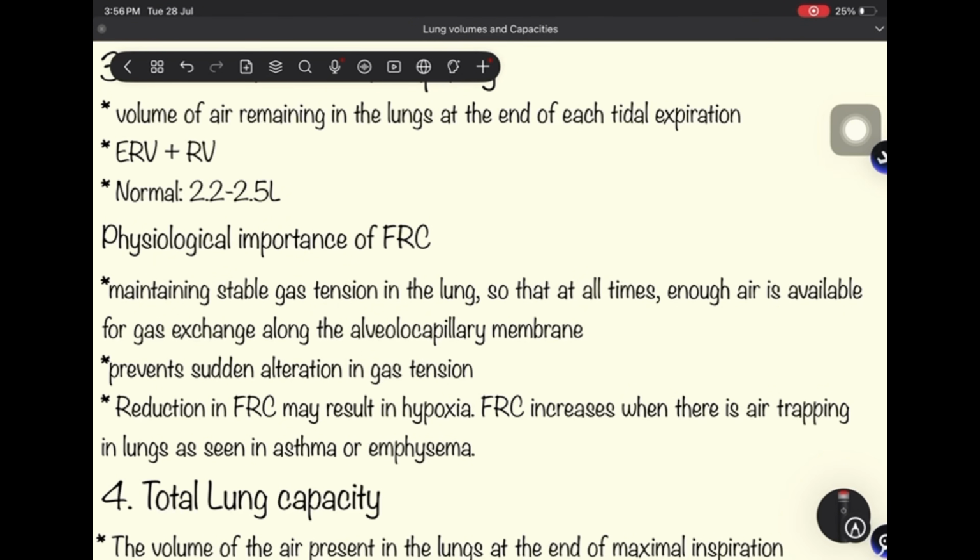After the expiration, your lung cannot be left with no gas because it will lead to lung collapse. So, at all times, some air should be available in the lungs for gas exchange. Also, it prevents sudden alteration in gas tension, and a reduction in this FRC may result in hypoxia. Functional residual capacity increases when there is air trapping in the lungs, seen in asthma or emphysema, which are conditions of hypoxia.